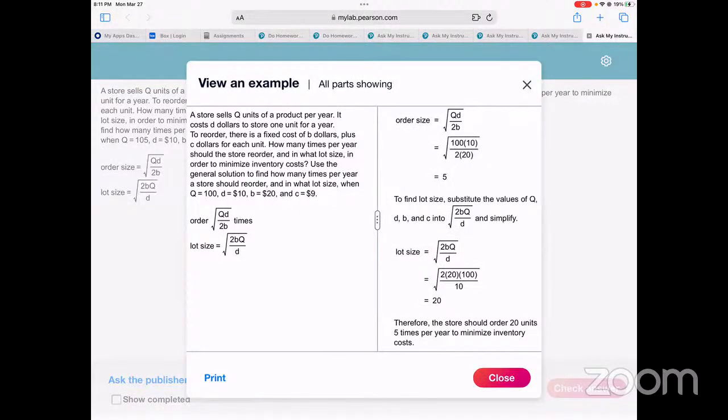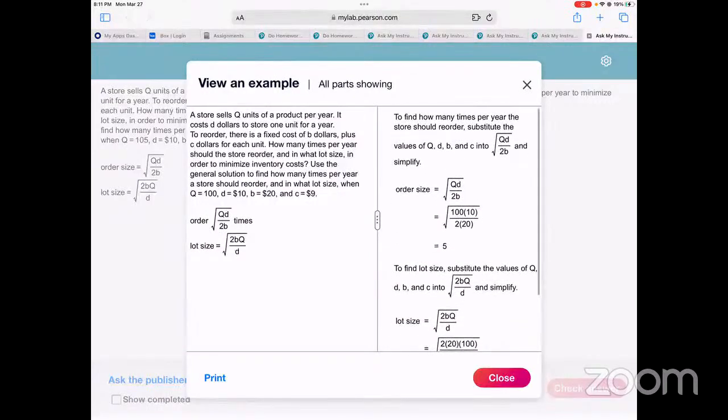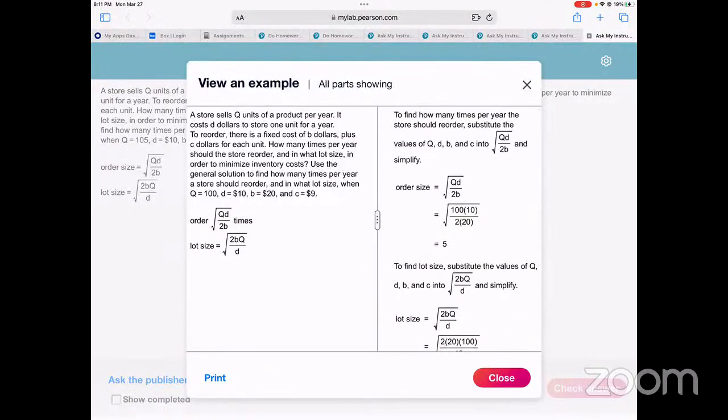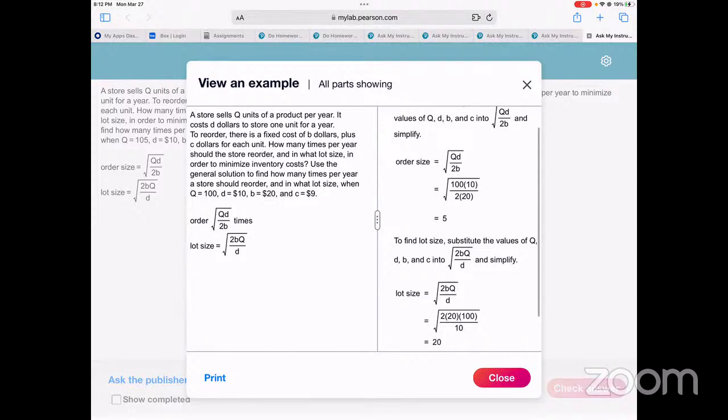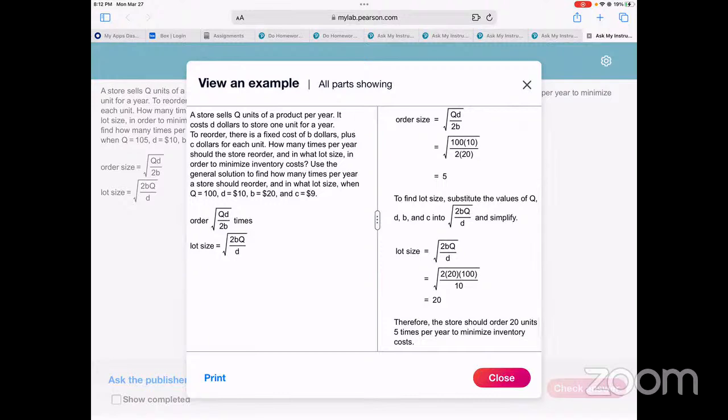Oh, I think we were overthinking this. How many times per year? Substitute those values into this and simplify. So the order size, okay. So this one is a lot more simple than what we worked on the other day, because they gave us the formulas, right? We didn't have to try to find those. What it costs to order was given, so we just plug in the components and simplify, and then the lot size, substitute the values into and simplify, right? Therefore, it should be 20 units 5 times per year. Okay. So yeah, we just plug in what was given, right?